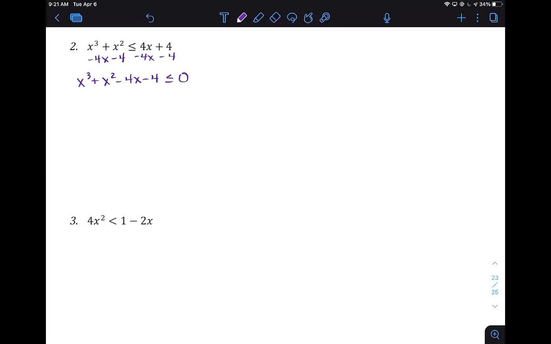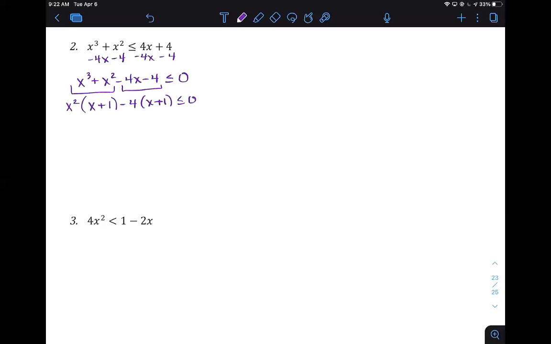When there are 4 terms, how do we factor? By grouping. Okay, x cubed plus x squared, what's the GCF? X squared. X cubed divided by x squared is x. And x squared divided by x squared? Negative 4x minus 4, what's the GCF? And if we divide that out, we're left with x plus 1.